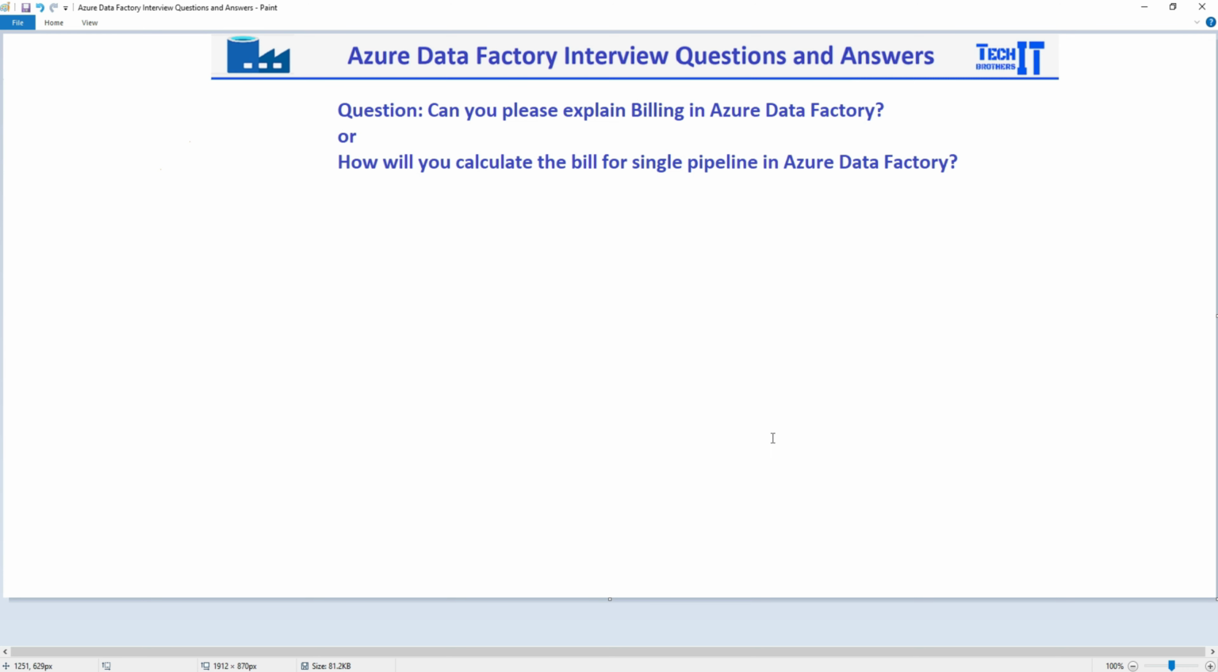Honestly, Microsoft does not provide any tab or filter where we can go ahead and say, oh, I would like to check the bill for my single pipeline. So that's not going to be possible straightforwardly, but we can calculate by ourselves. For each of the activities in that pipeline, we have to calculate and then add that up to come up with the pricing for the execution of one pipeline.